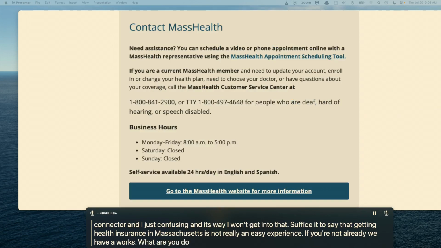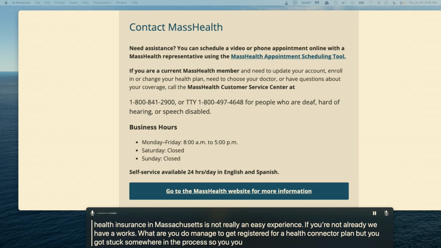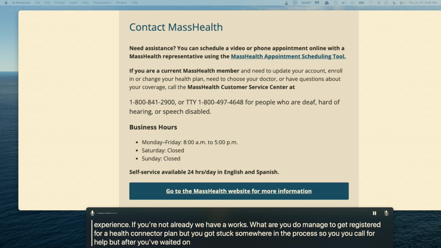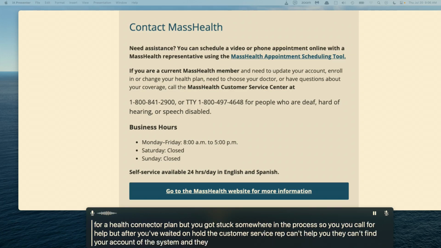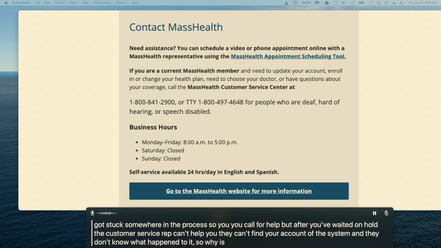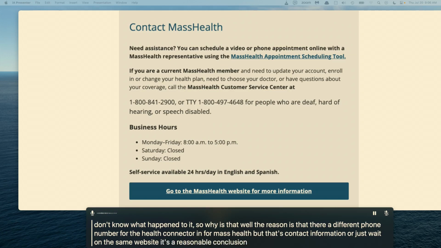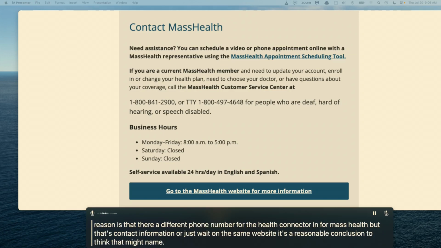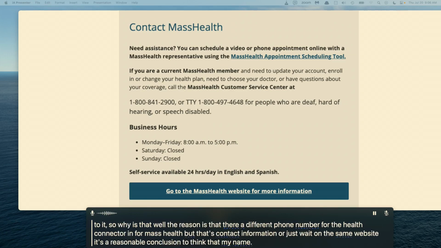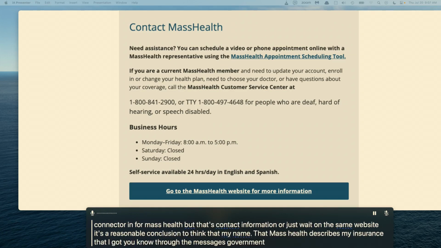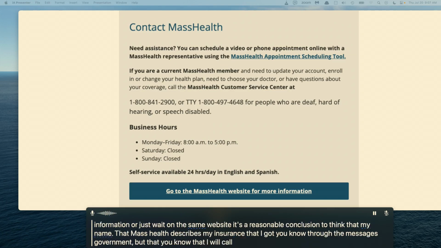Let's say you do manage to get registered for a Health Connector plan, but you get stuck somewhere in the process. So you call for help. But after you've waited on hold, the customer service rep can't help you. They can't find your account in the system, and they don't know what happened to it. So why is that? Well, the reason is that there are different phone numbers for the Health Connector and for Mass Health, but both sets of contact information are displayed on the same website. It's a reasonable conclusion to think that the name Mass Health describes the health insurance I got through the Massachusetts government, and that I would call that number, but that may not be correct.